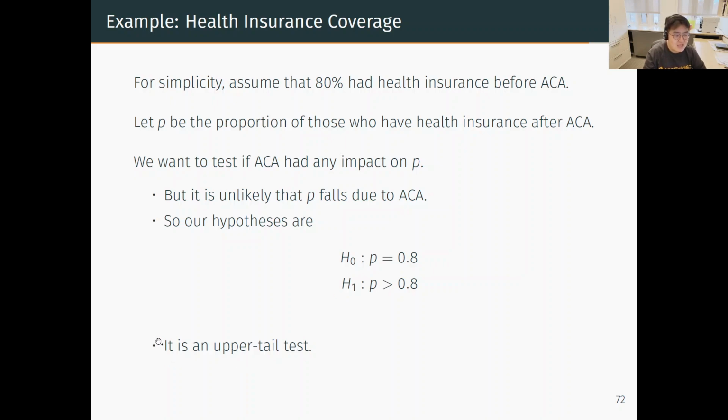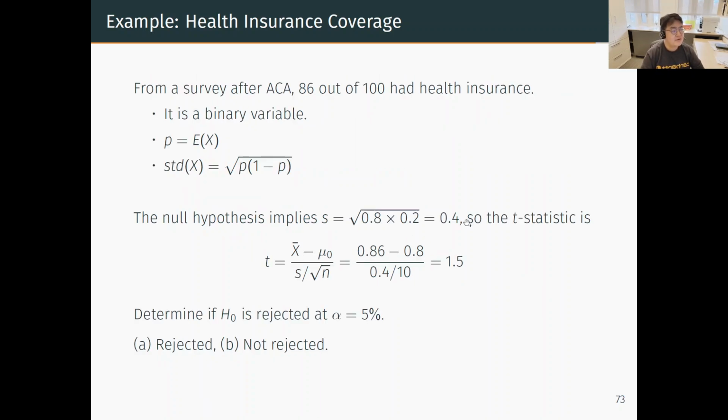So it is an upper tail test, right? I don't worry about the probability decreasing after the change, because that is not likely by the economic intuition. But if it's up or the same, that's what we are going to test. In this case, we have to put equality in the null hypothesis, right? Given this setup, I guess you are familiar with this trick.